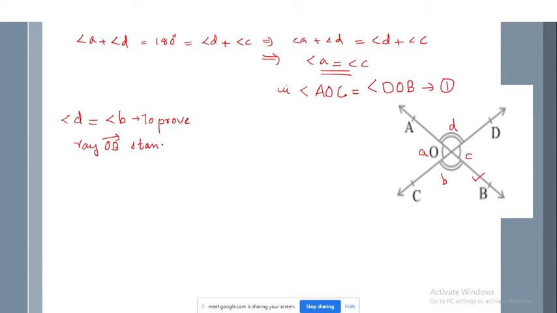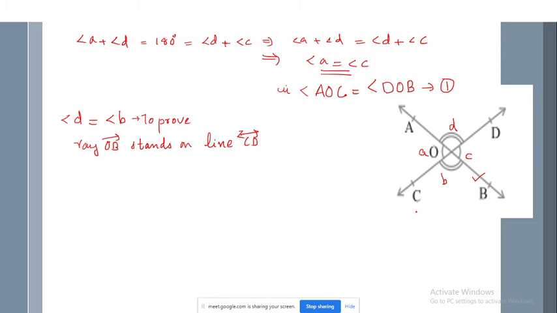So ray OB stands on line CD. What can you say about the sum of their adjacent angles? Angle B plus angle D equal to 180 degrees, ma'am. So this is angle B and this is angle D. How did you get that angle B plus angle D equals 180 degrees?